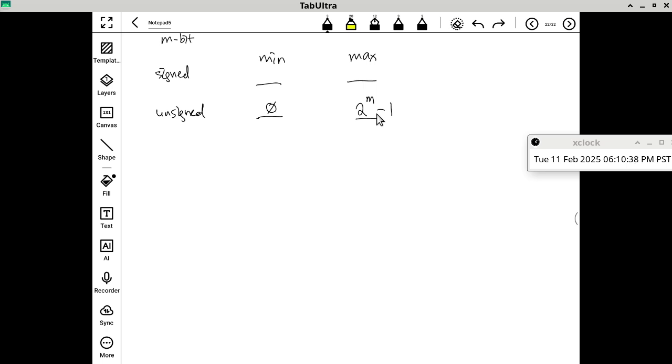Now, why is that important? Integers are integers. Why do I care? Is that practical? Do I really need to know? Go ahead.